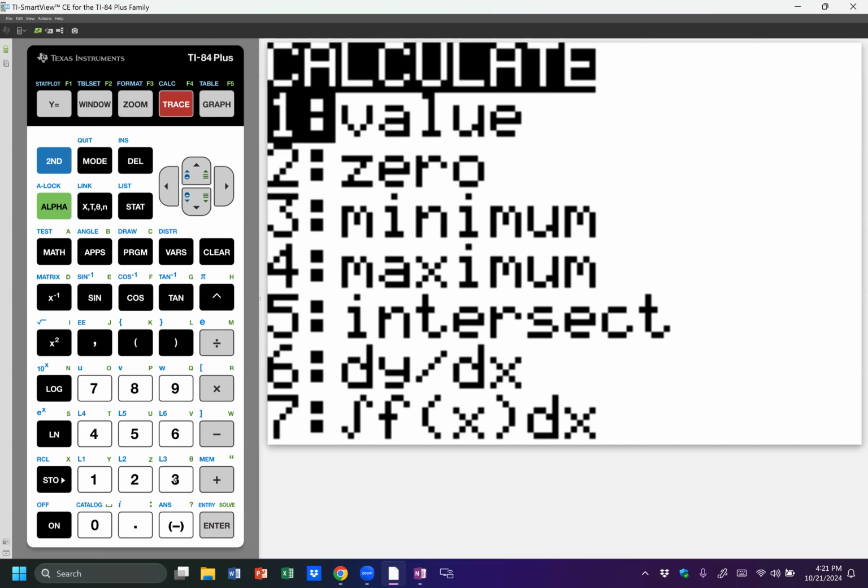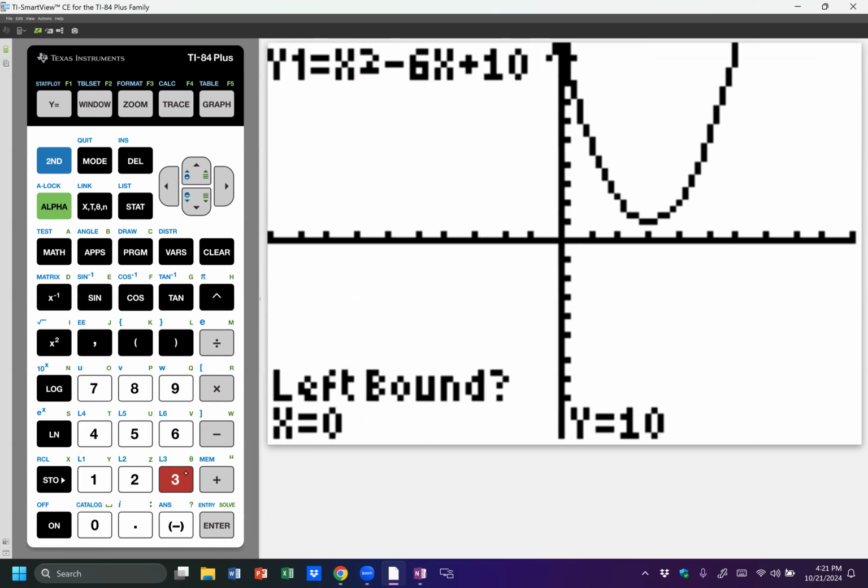You can either push the number 3 or you can hit down and hit enter once you get to 3. Don't touch anything on your screen once you do that. If you don't see the words left bound in the bottom left of your screen, you pushed the wrong thing and you need to do it again. Go back and hit second calculate, then hit minimum. It has to say left bound on your screen.